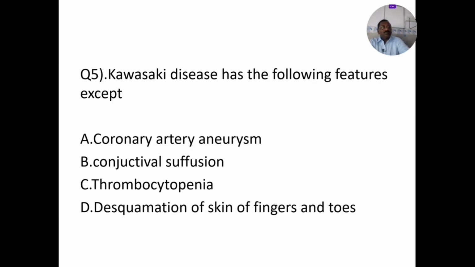Kawasaki disease has the following features except coronary artery aneurysm, conjunctival suffusion, thrombocytopenia, desquamation of the skin of the fingers and the toes. So thrombocytopenia, they allow thrombocytosis. So this Kawasaki disease is mostly aneurysm formation, coronary arteries. So premature coronary artery disease in the children, conjunctival suffusion is very common, and the skin lesions in the fingers and the toes are also very common. Thrombocytosis rather than thrombocytopenia.